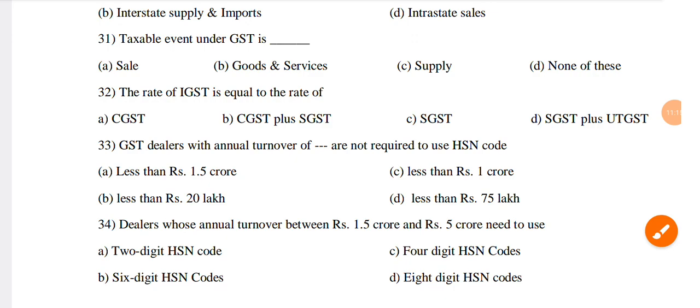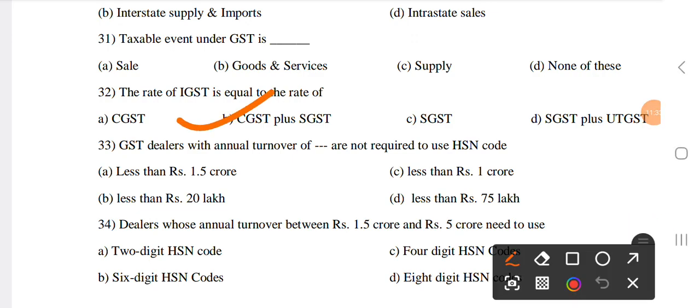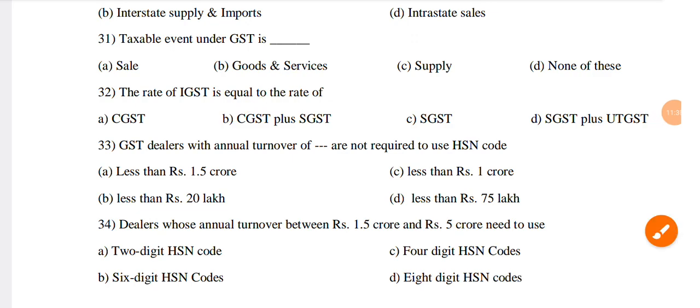Next question. The rate of IGST is equal to the rate of option A CGST, B CGST plus SGST, C SGST, and D SGST plus UTGST. The correct option is B CGST plus SGST.